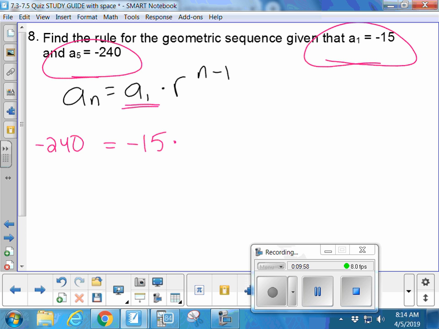And then the fifth term is the negative 240. So the 5 goes right here. Oh, I missed my R. Sorry. R is who you're solving for, of course, because we don't know R. But it's going to be R to the 4th. You were really close. You had this extra R down here. People on my left, R to the 5 minus 1 power is R to the 4th. Our next step would be to divide both sides by the negative 15.